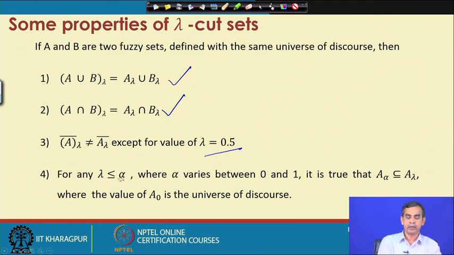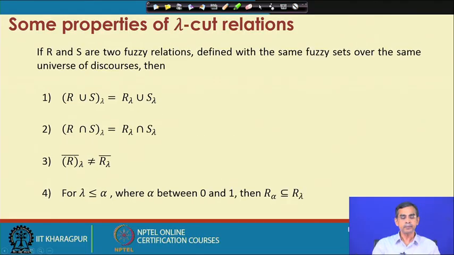And for any lambda which is less than alpha, alpha being another value between 0 and 1, we can prove that A alpha is always a proper subset of A lambda if this inequality holds. So, these are the properties that basically hold good as far as the Lambda-cut technique is concerned. Similarly, for the relation, these properties are also satisfied. This property is for union, this is for intersection, this is for the complements, and this is the subset of this relation.